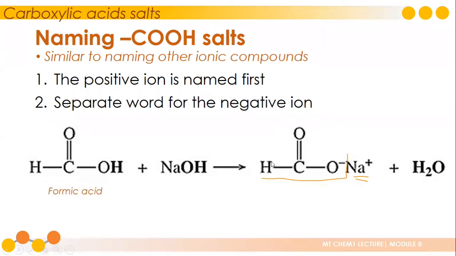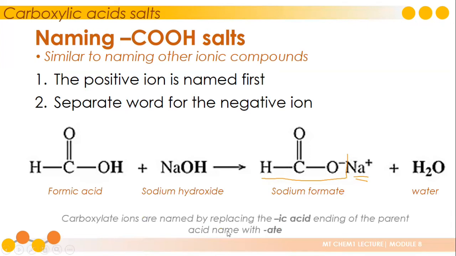In this equation, we used formic acid, which is the common name for the methanoic acid, reacting it with a strong base, which is sodium hydroxide, to produce water and sodium formate. Again, the positive ion is named first, which is our sodium, followed by the negative ion, which is the carboxylate ion, which is formate. Now, why is it formate and why did we not use formic acid?